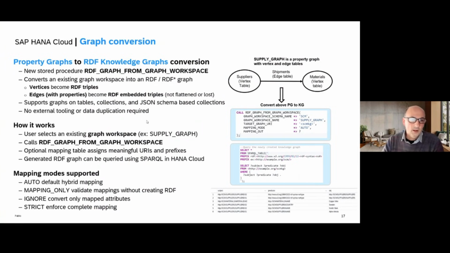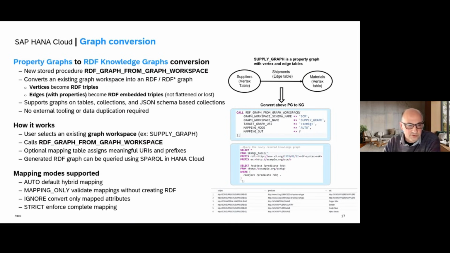For that, we're providing a new procedure which makes it really easy to reference the graph workspace from the property graph. With that, the vertices will be converted into triples, and the edges and their properties will be converted to extended embedded triples, so it will not be flattened out to triple objects, but connected as a real graph within the structure.